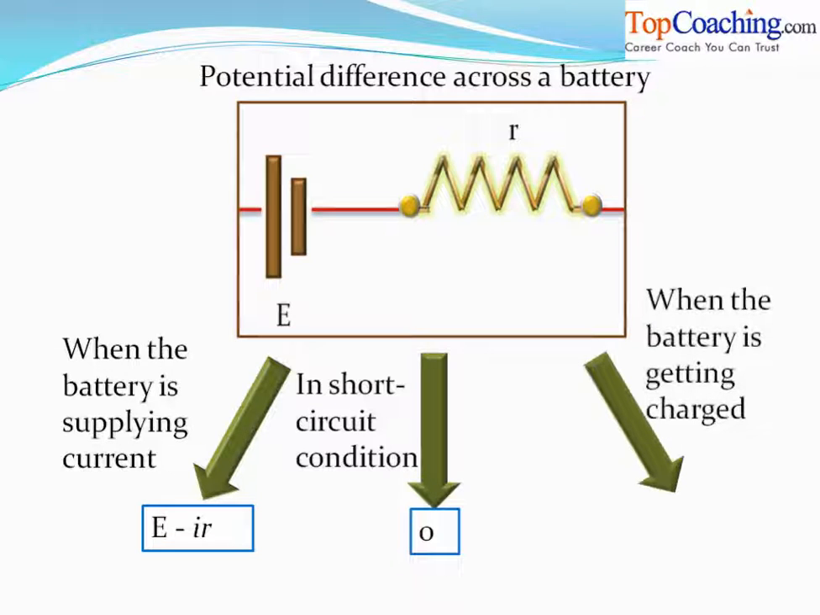When the battery is getting charged by another battery, in that case, the net potential difference across the terminals of a battery is E plus IR, that is more than the electromotive force of the battery. R here is the internal resistance of the battery. So of course, you have to remember all these three conditions. As we'll use internal resistance in solving problems, you'll slowly get the hang of what exactly the internal resistance is. For now, let's move on to the next concept.